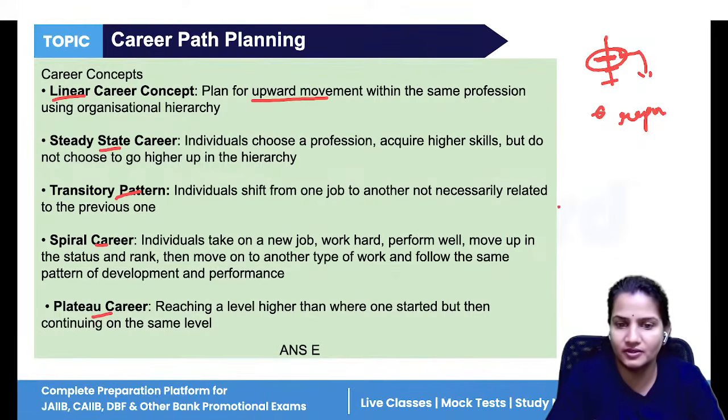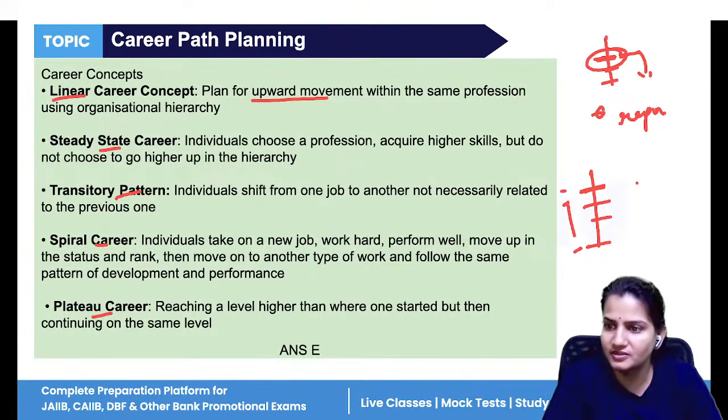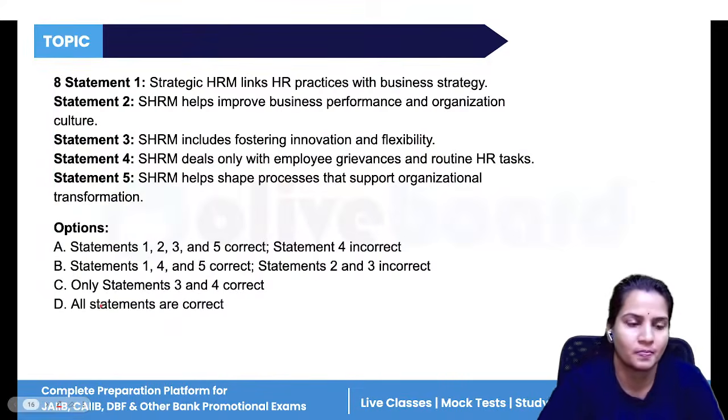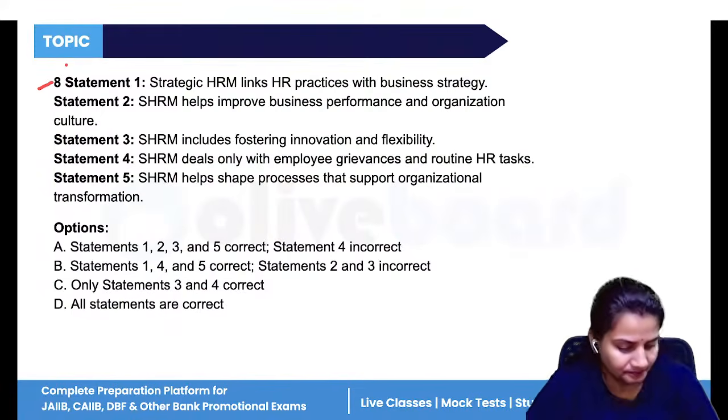Now, what is a plateau career? Reaching a higher level, like you have reached from this level to this level. Now after reaching, when you switch to another job, you start from this position only, not from a low-level position. So that is a plateau career. Now next, 8.